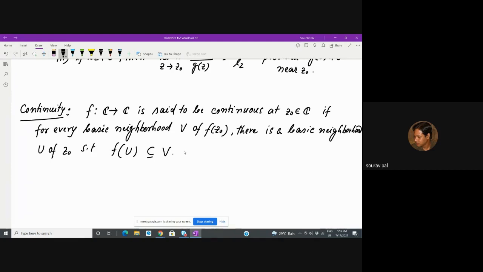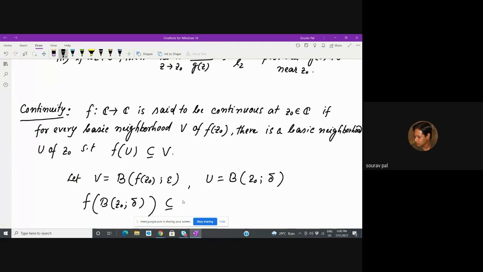So how does a basic neighborhood look in the complex number system with the Euclidean topology? You can choose V to be, say, an epsilon ball around f(z0), and U to be a ball around z0 with radius delta. That means f of this ball is contained in V. So this V is given, U is obtained; this epsilon is given and this delta is obtained. So this is what continuity is. We all know this.